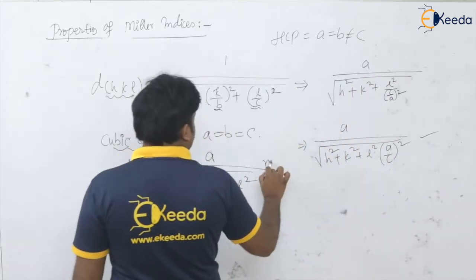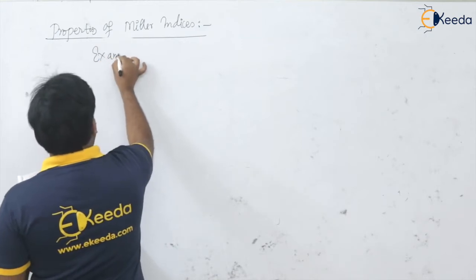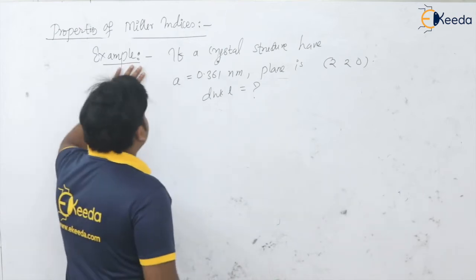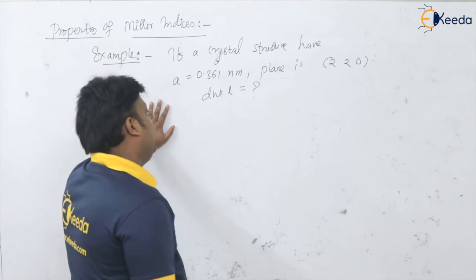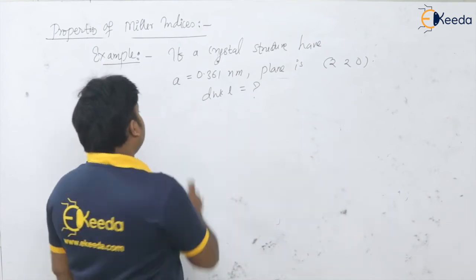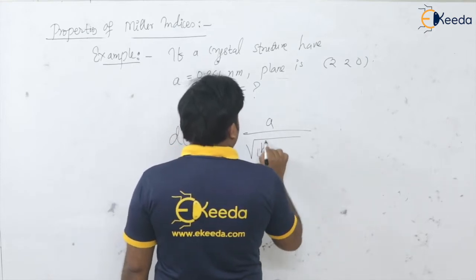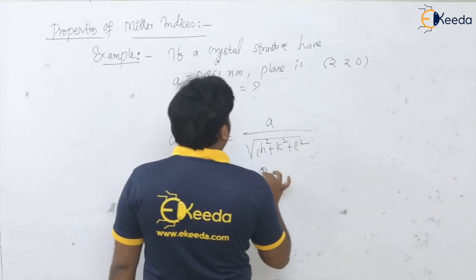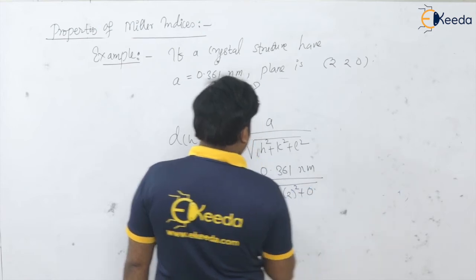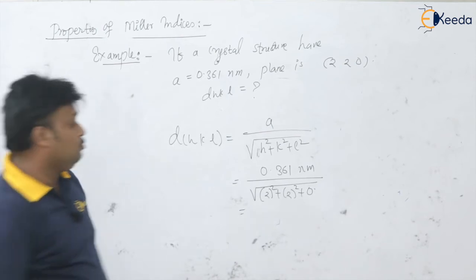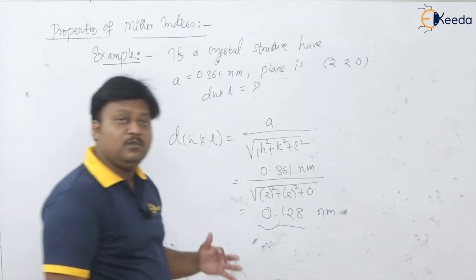Of course, you can have the value in nanometers. Let us take one example on how to calculate this. If a crystal structure has lattice parameter A given as 0.361 nanometer and the plane is given as 222, what is the value of small d hkl? It is equal to A divided by square root of h square plus k square plus l square. A is 0.361 nanometer, divided by root of 2 square plus 2 square plus 2 square. If you calculate, it becomes 0.128 nanometers. In this way we can calculate the distance between the parallel planes.